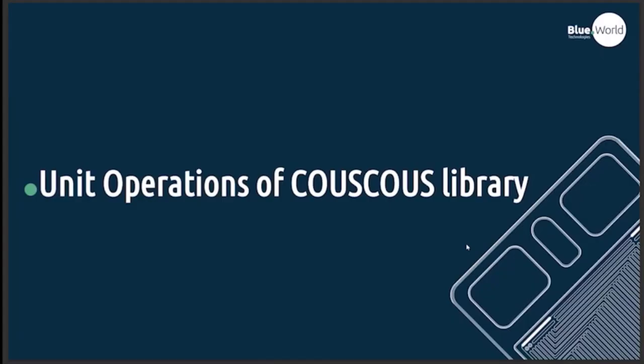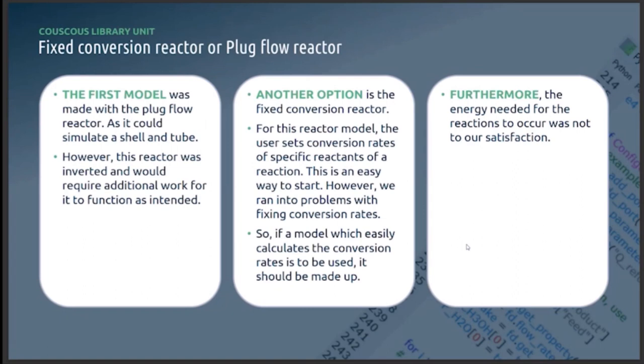So to move on, there were different unit operations which we could use in the CAPE-OPEN library. The first model we made was based on a plug flow reactor, which simulates a shell and tube reactor in which you can take into account a catalyst. But for that specific model, the reactor was inverted so that the catalyst was placed in the shell instead of in the tubes. We could come around that, but that would require a lot of additional work to get it to work like we would want it to.